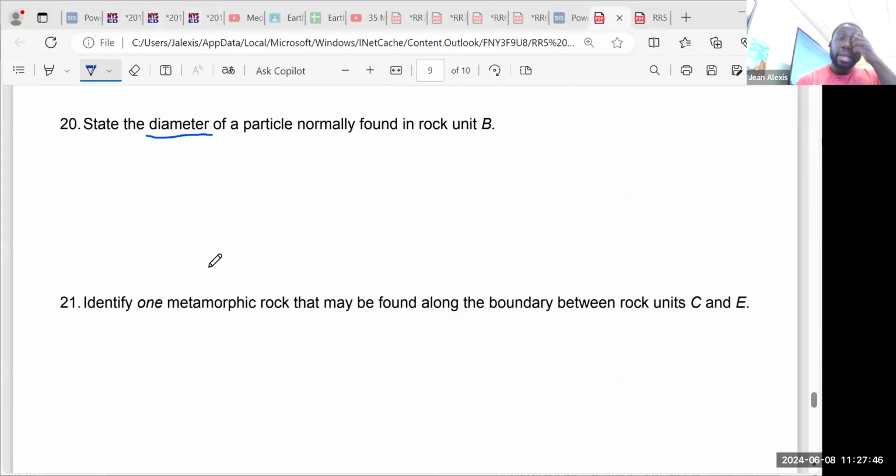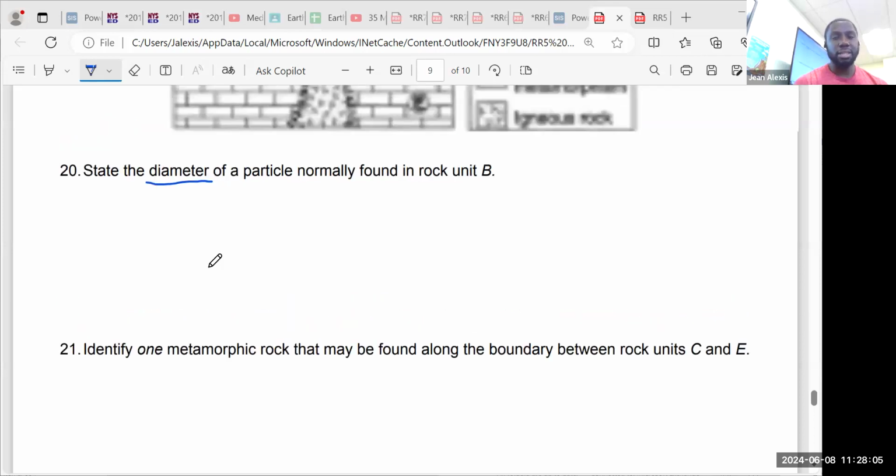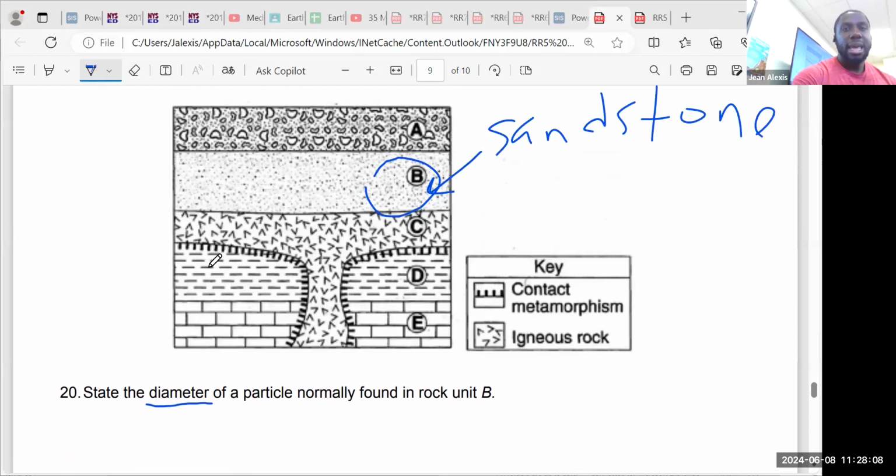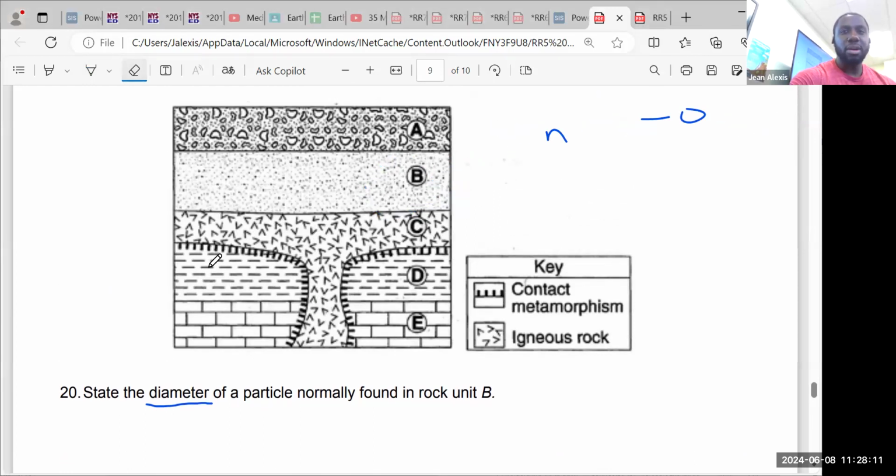All right. Here we go. 21 says identify one metamorphic rock that may be found along the boundary between rock units C and E. Let's take a look at rock units C and E. And I'm glad for this question because there is some confusion, okay? C is right here, E is here. They're talking about this boundary right here that I circled.